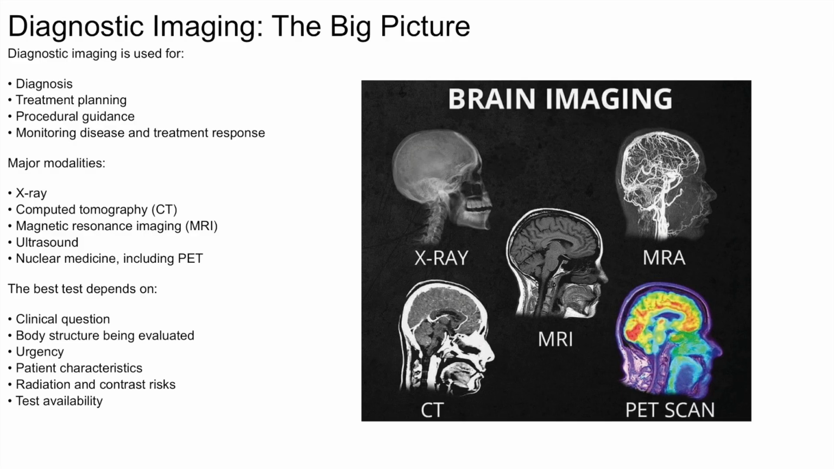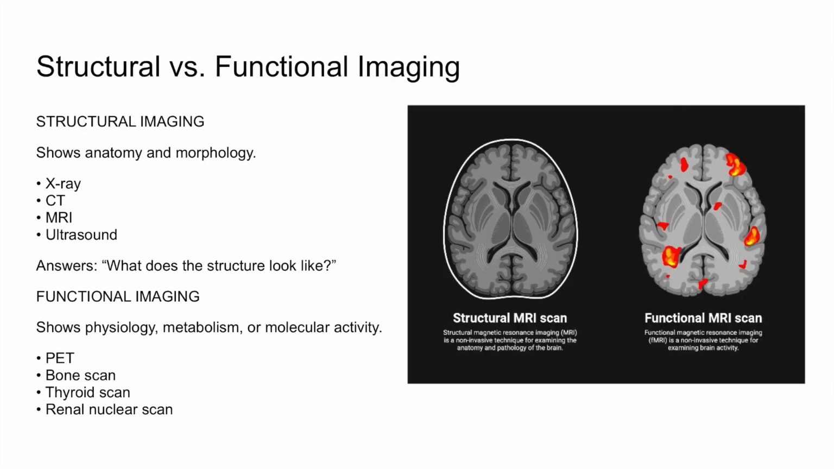And so basically selecting a test, therefore, requires balancing the structure being examined, the urgency, radiation and contrast risks, patient characteristics, and availability. So the best image is the one that answers the clinical question safely and efficiently. So structural versus functional imaging.